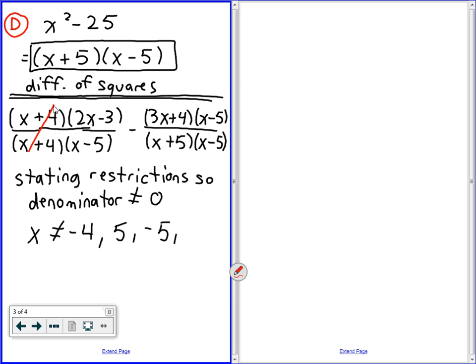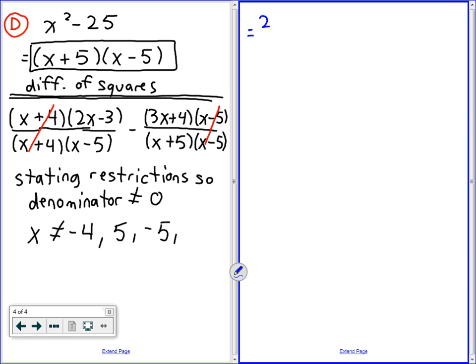All right, so I canceled, sorry. Regan, for the right-hand side, what cancels out here, please? Very good. So the nice thing is now, this is going to change my question to 2x minus 3 all over x minus 5 minus 3x plus 4 all over x plus 5.